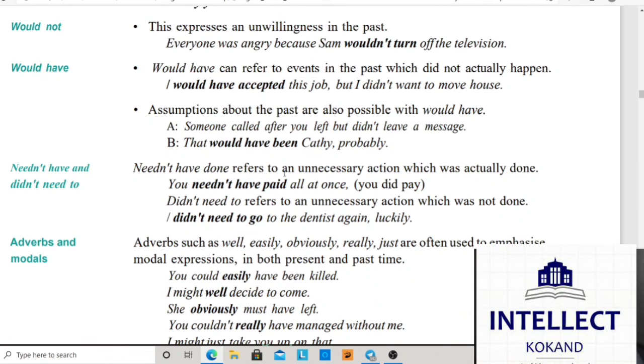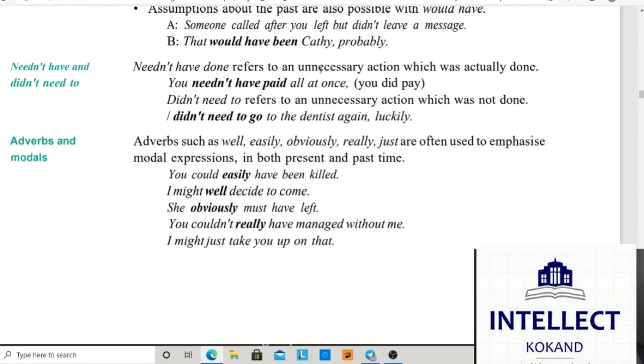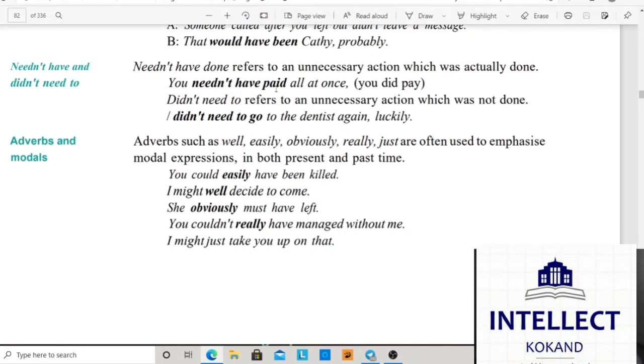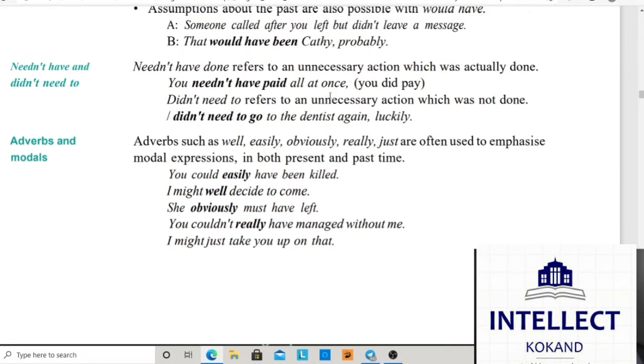Needn't have and didn't need to. Needn't have done refers to an unnecessary action which was actually done. So something already happened, but it should not have happened. You needn't have paid at all. Didn't need to refers to an unnecessary action which was not done. What's the difference? Needn't have done actually happened, but didn't need to did not happen.